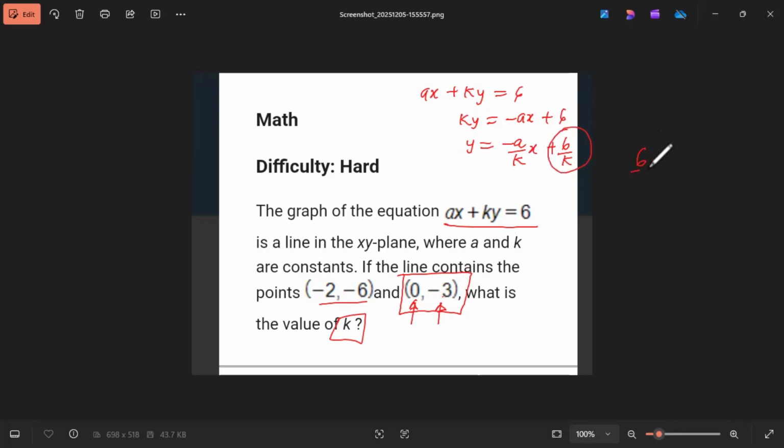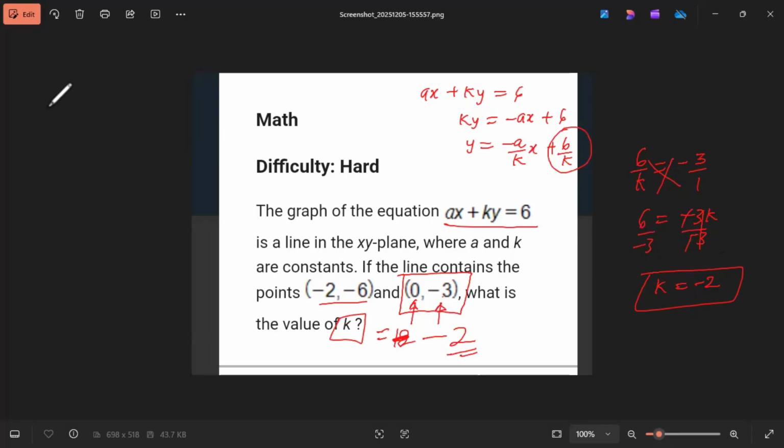So it means that 6 upon k has to be equal to minus 3. So you cross and multiply, you have 6 equal to minus 3k. Divide everybody by minus 3 like this, and k has to be equal to minus 2. So that's the value of k. Took us a long time, but we were able to figure it out. So k is actually minus 2.